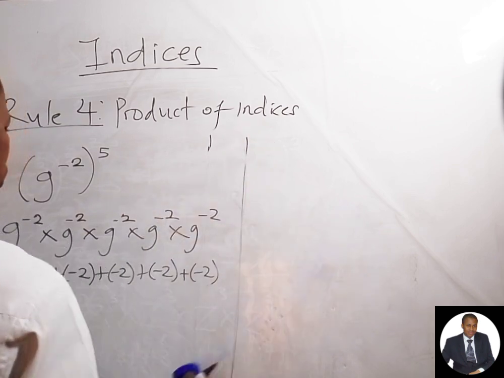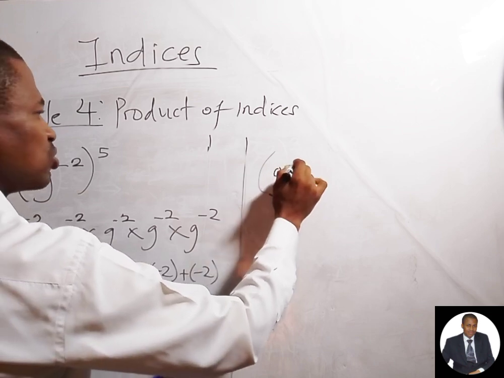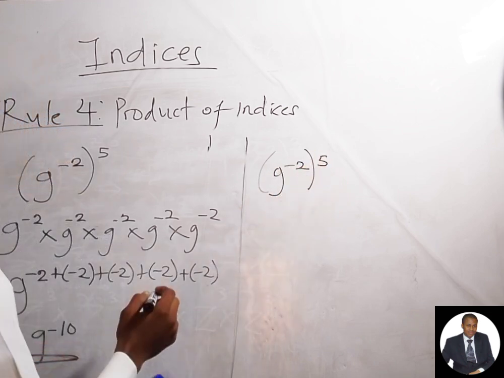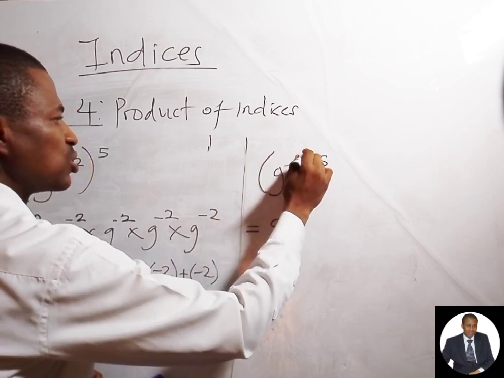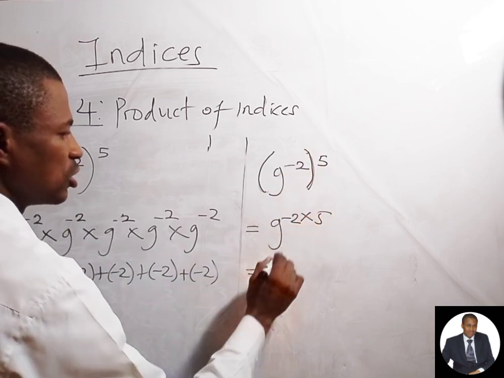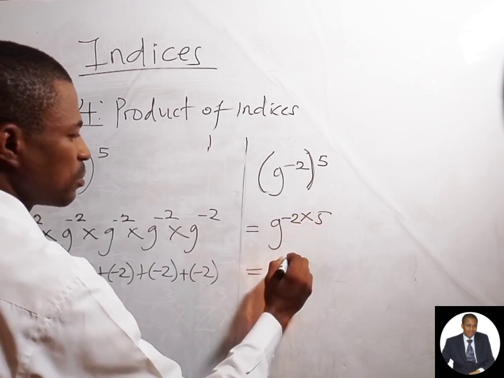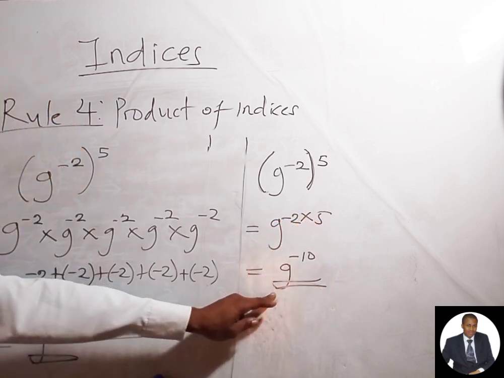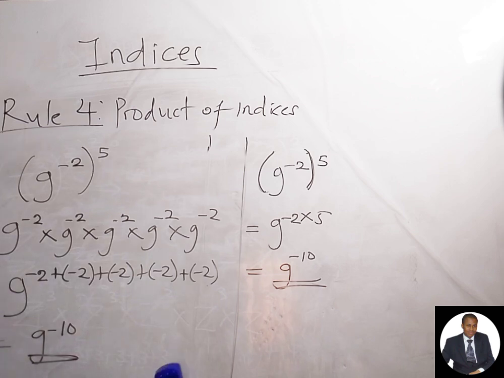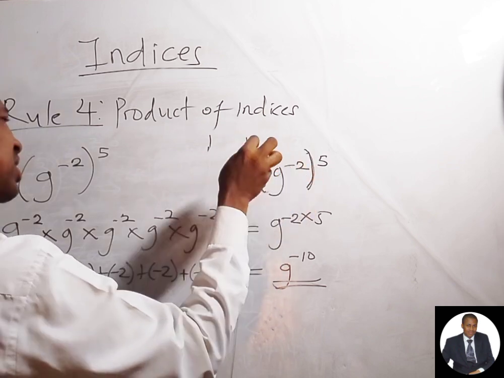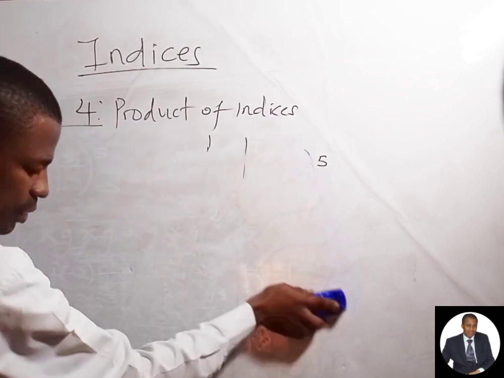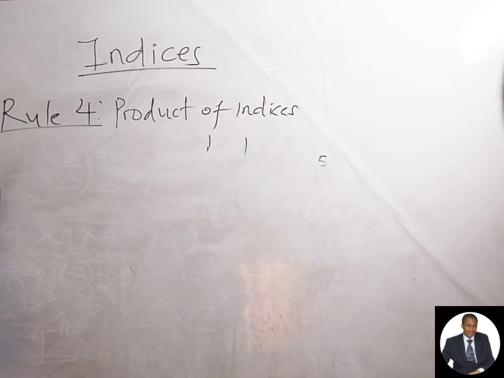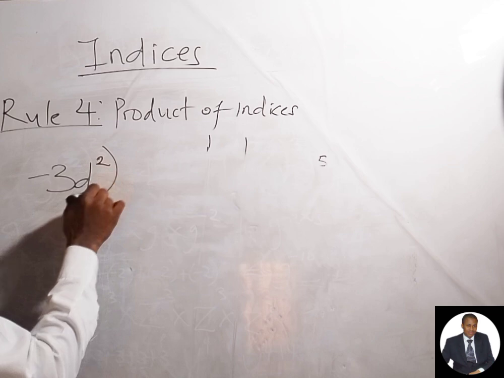A faster route is to say g^(minus 2) raised to the power 5. We multiply minus 2 times 5, the bracket indicates multiplication, that's g^(minus 10). Minus times plus is minus. We have the same number. So the multiplication rule is faster and easier to do. We just multiply whatever is within the bracket by the exponent of the bracket. Number 3, minus 3d raised to power 3.